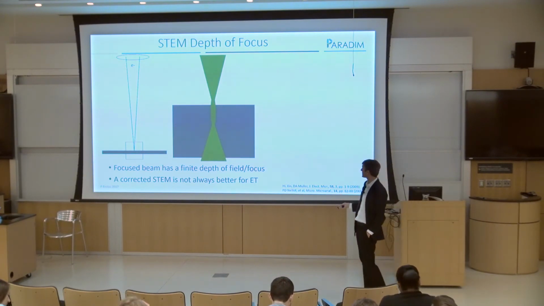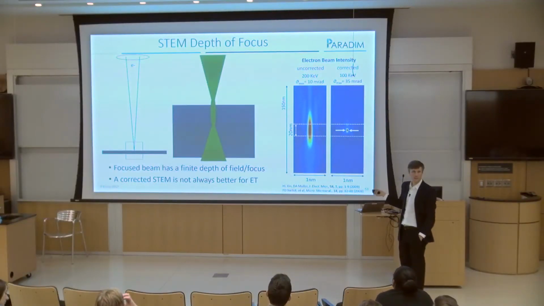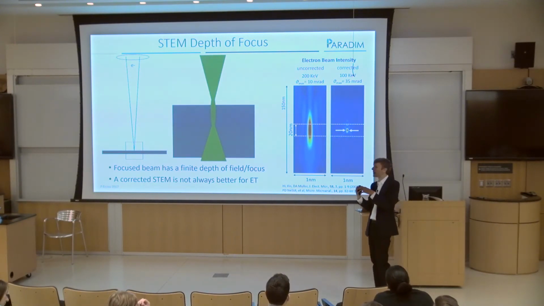And so the focus beam has a finite depth of field, and for an uncorrected microscope, you have maybe a 20 nanometer depth of focus if you're running it in high resolution mode. If you lower your convergence angle, which usually you wouldn't want to do if you're doing high resolution, you can actually make this much, much longer.